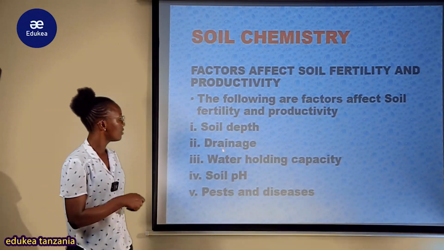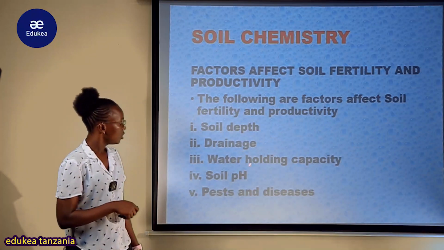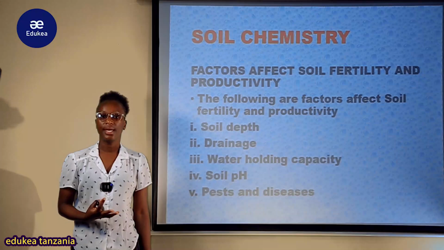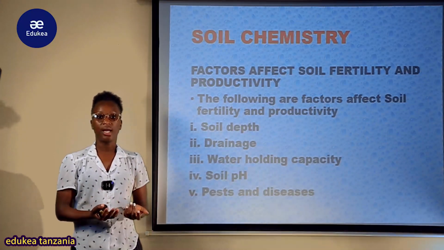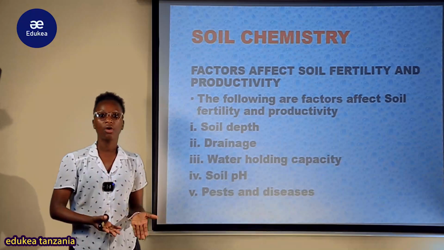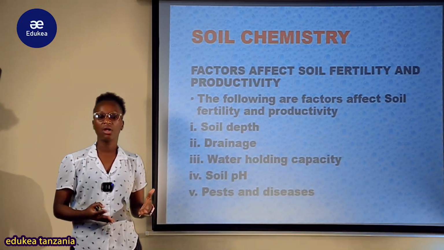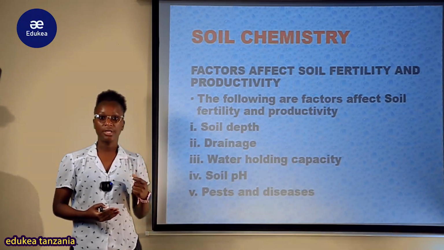But also we have the factor of drainage. But also we have the factor of water holding capacity. Ile uwezo wa udongo kufanya retention of water. Unakuta udongo mvua tu imenyesha kidogo, utakuta umeshakauka. Kumbe ile holding capacity is very low. Ni ngumu sana kusupport plant growth katika good way.